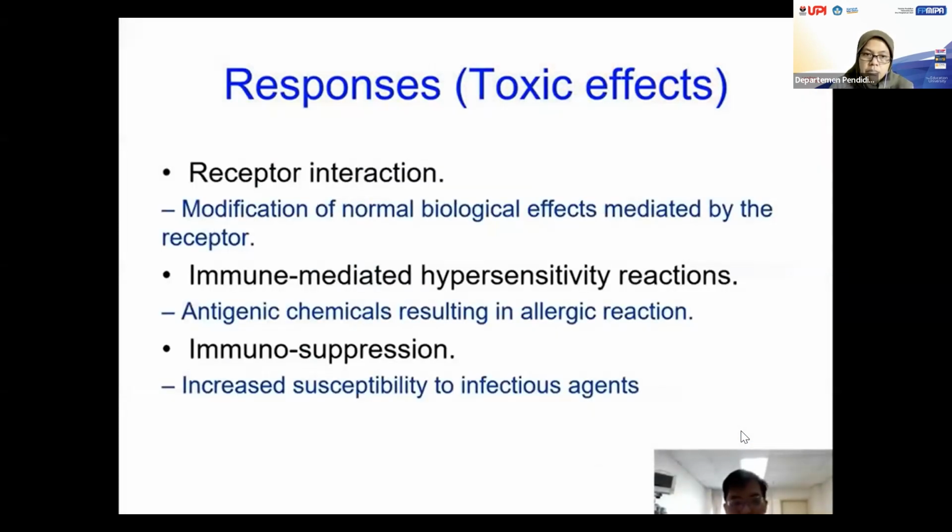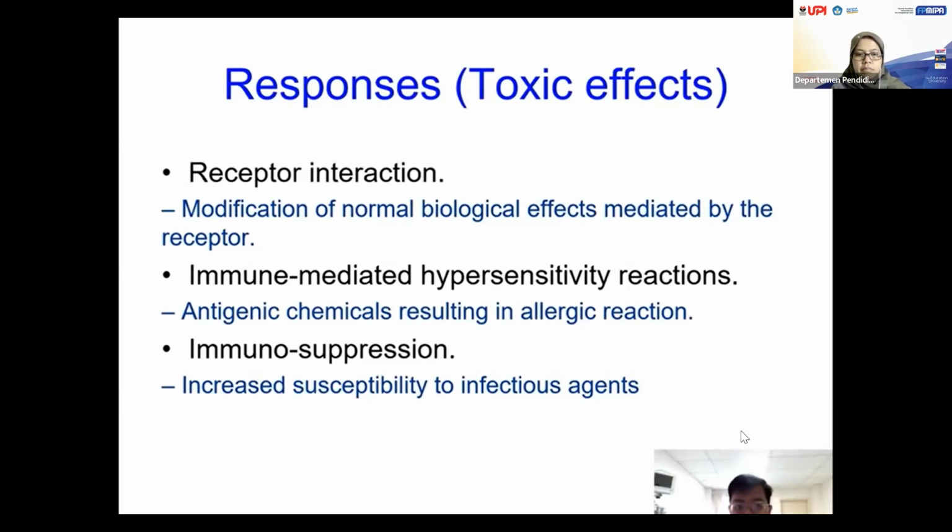Other effects include, for example, receptor interaction, which means that it interacts with the normal biological function of certain receptors. For example, if you look at your cell membrane, it has a lot of different kinds of receptors that allow molecules to go into your cell. So if these receptors are inhibited, your normal function of the cell membrane will not be able to work effectively. It may not allow certain chemicals to go in, it may allow certain harmful chemicals to go in, or it may interrupt certain processes that make your cell not able to perform its normal function.